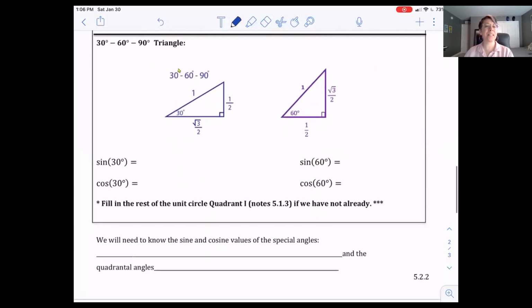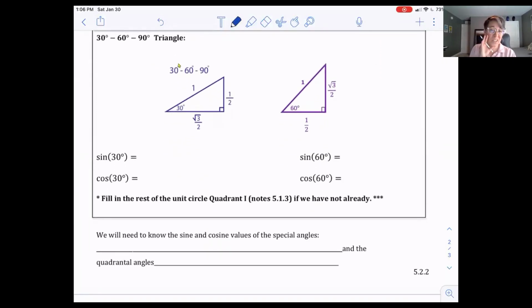Our 30, 60, 90 triangles, which we did back in section 1.0 point something, sine value again is the y. So that's our 1/2. Cosine values are the x, rad 3/2, because again, we put our radius as 1. And this is true anytime your hypotenuse or your radius is 1. If your radius is different, your radius numbers will just divide out. It will always reduce to these same values. Sine of 60, sine is our y value, rad 3/2. And cosine is our x value of 1/2. So notice how they flip-flop.